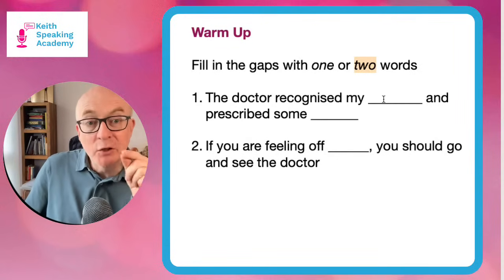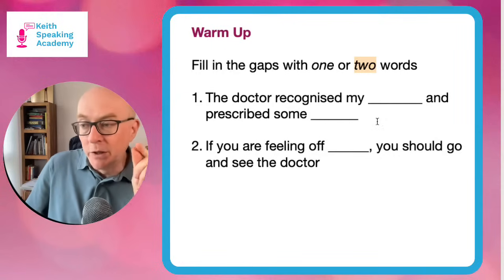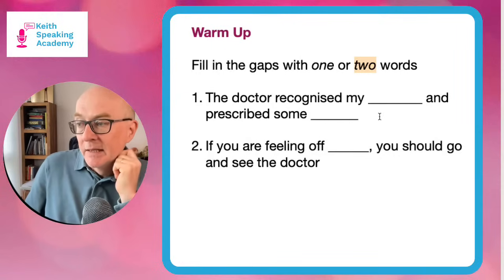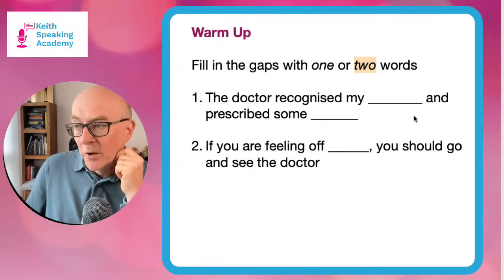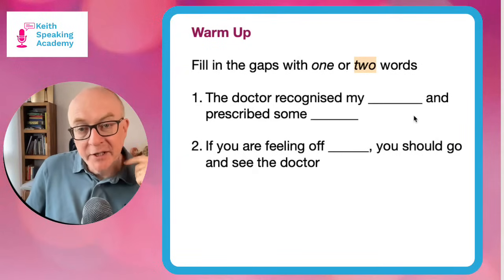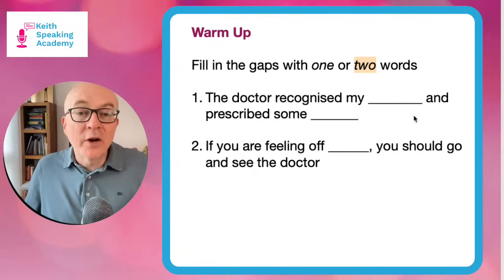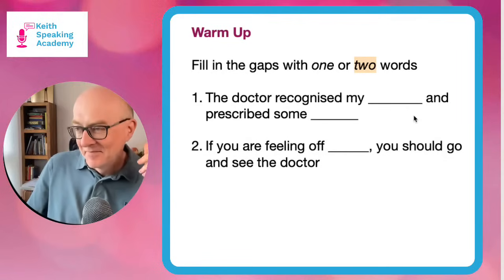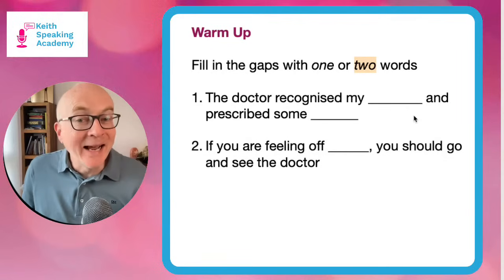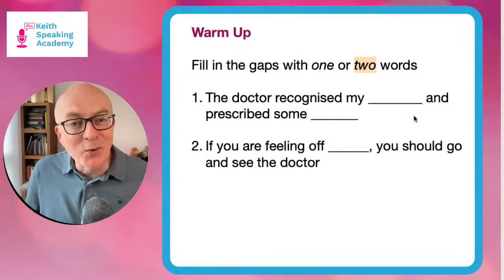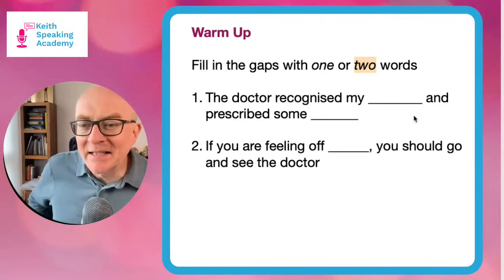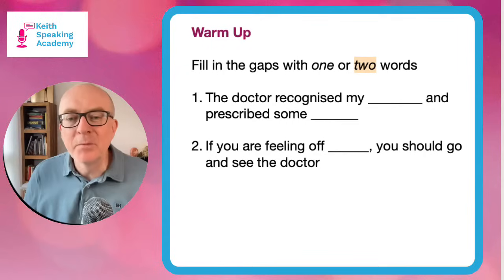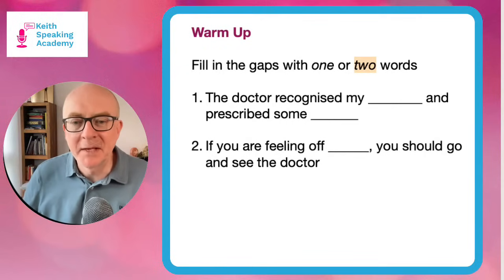So in the chat, you can just write number one and the two words, and number two, the word. Let me just read them to you. Number one, the doctor recognized my blank and prescribed some blank. Number two, if you're feeling off blank, you should go and see the doctor. There may be different answers. Let me know in the chat what you think. Okay, let's do it.